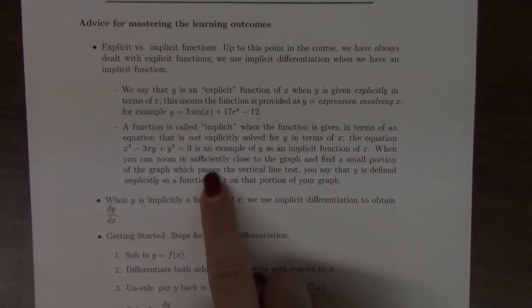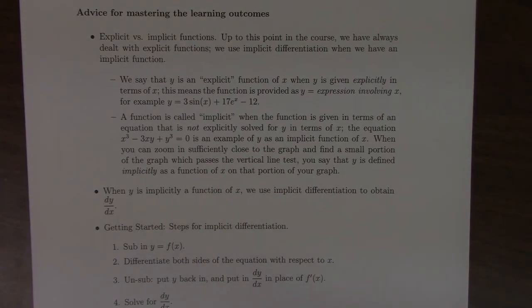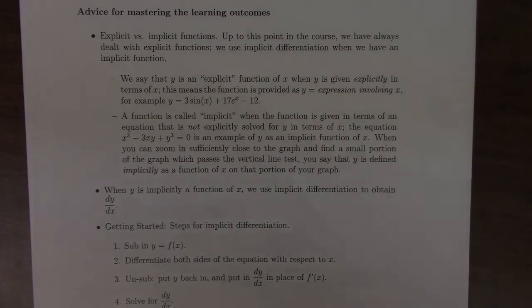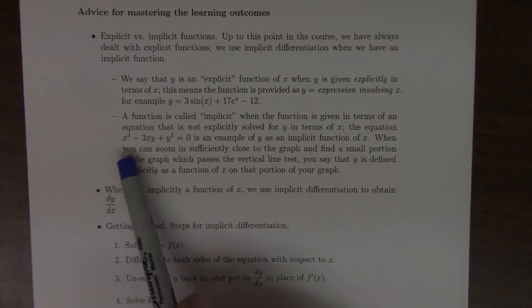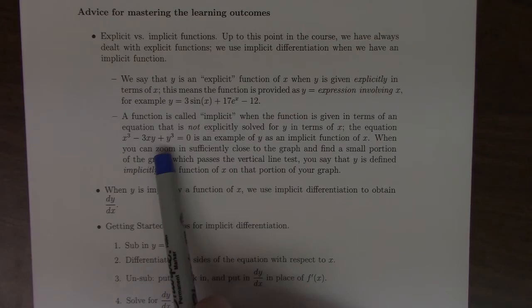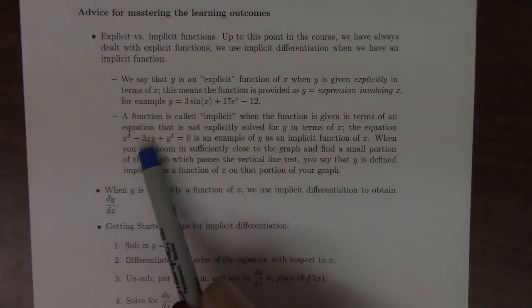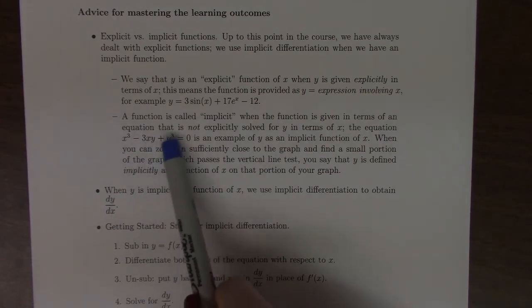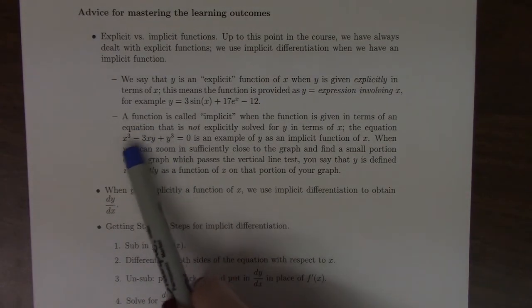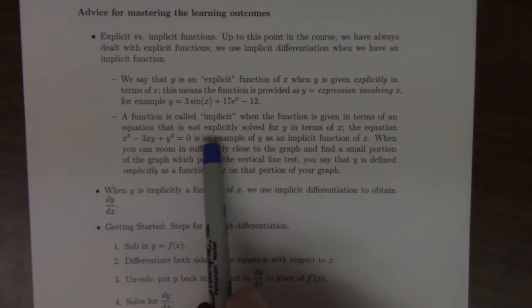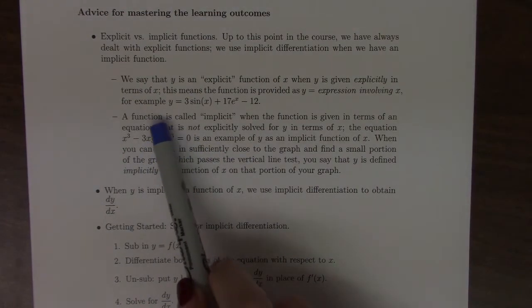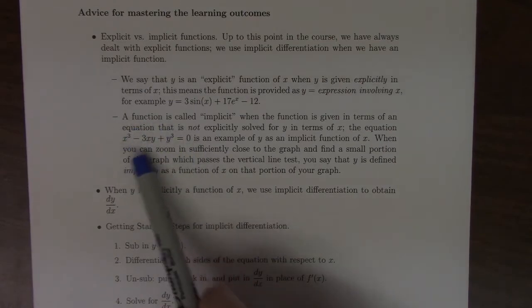A function is called implicit if it's not explicitly solved for y, or another way of saying that, if the x's and y's, or whichever other variables you're working with, are all mixed together. So an example would be x cubed minus 3xy plus y cubed equals 0. This would be an implicit function because we can see here that the variables are mixed together, but more importantly, sometimes you're not going to be able to solve this for y algebraically. We could never do that to use our traditional derivative rules. So there is a way we can actually differentiate this the way that it is.